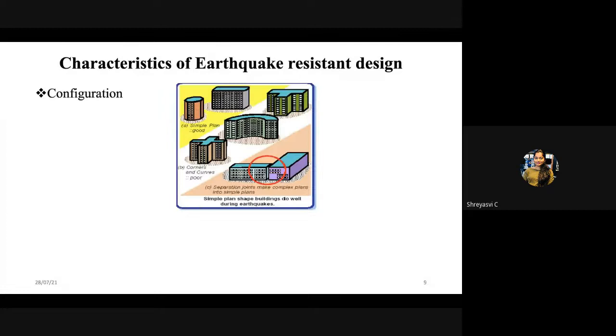First, let's talk about the characteristics of earthquake resistant design. The first thing is always the configuration. Whenever we are talking about configuration, it could be vertical irregularity or horizontal irregularity.